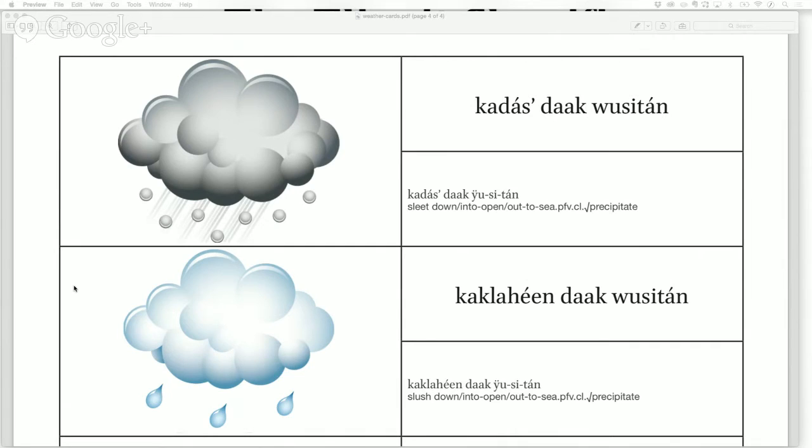So it's hailing. I've got sleet on there. I gotta fix that too.